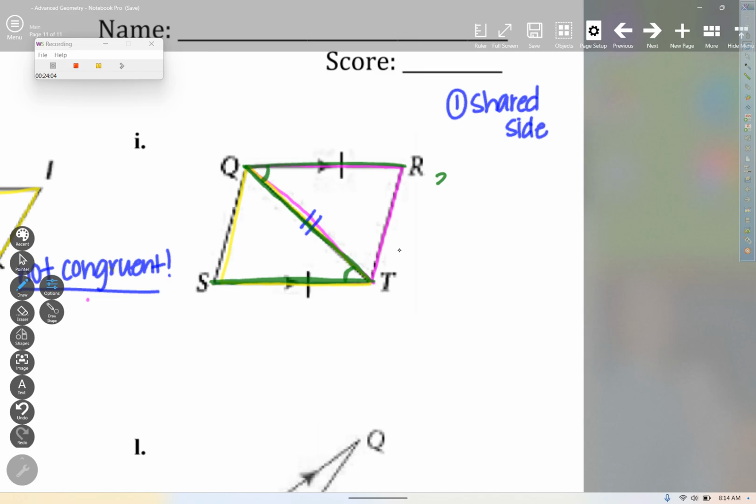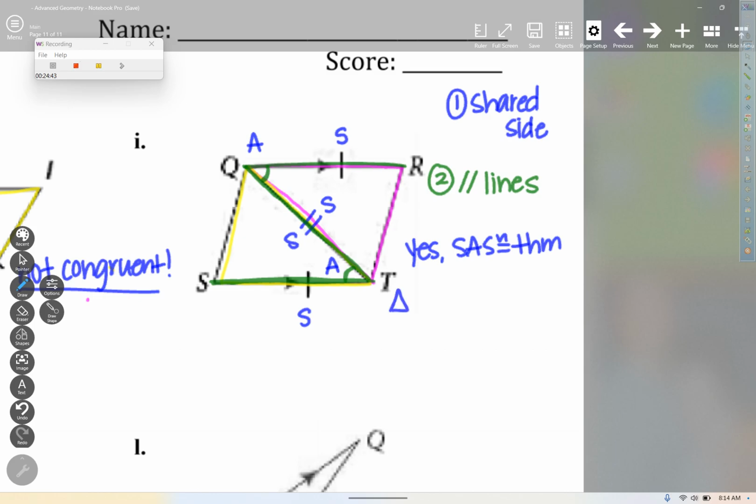So I'm going to walk around my pink triangle. I have side, angle, side. And then I'm going to double check that it works for my yellow triangle. Side, angle, side. So yes, this one's congruent by the side, angle, side congruency theorem. And then I can say triangle QST, sorry about that, is congruent to triangle TRQ.